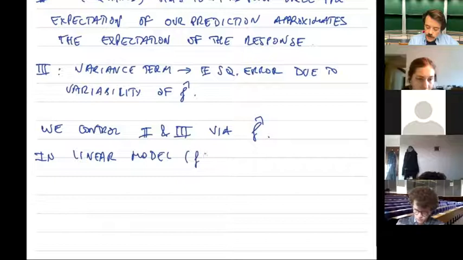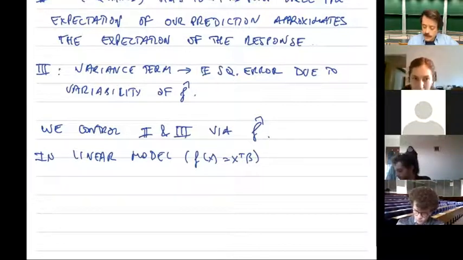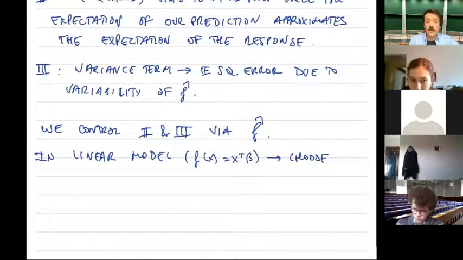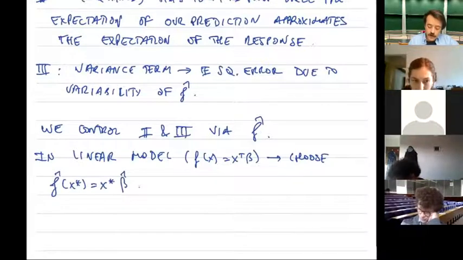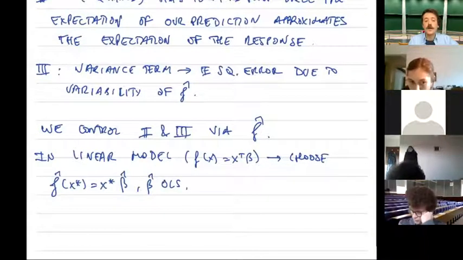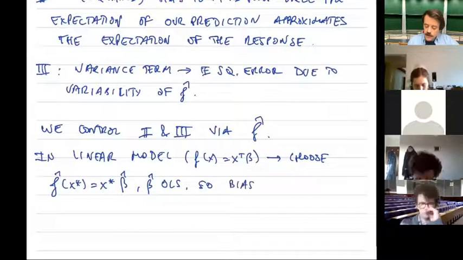Which I remind you is just f(x) = x transpose times some beta. So imagine that this is actually the data generating mechanism. Then we can choose different estimators, but we can choose the OLS, right? So f hat(x star) is given by x star transpose times beta hat. Okay. So beta hat, the usual least squares estimator. And what do we get? So the bias is exactly 0, so it's unbiased.